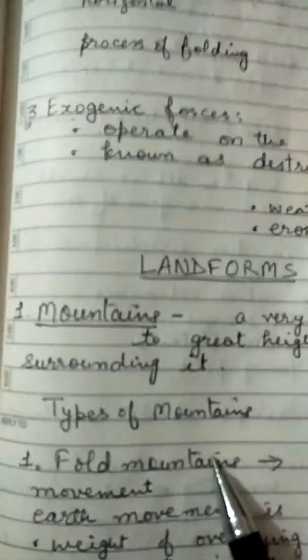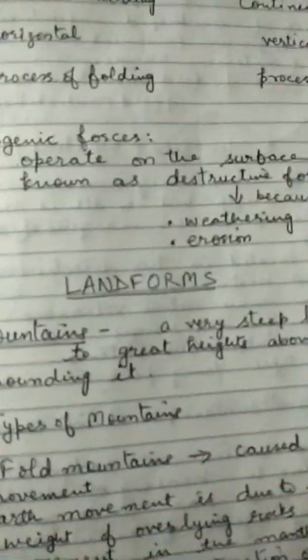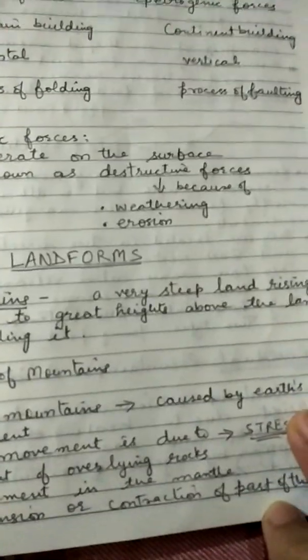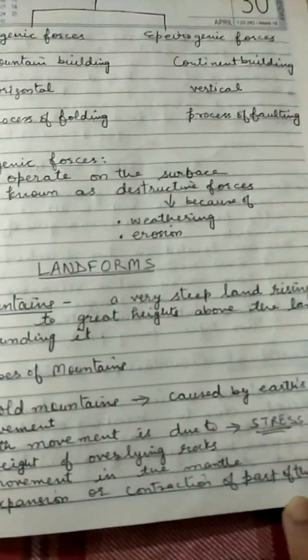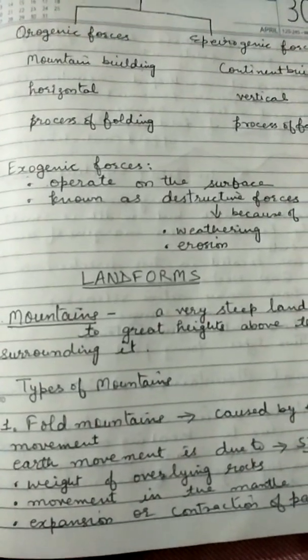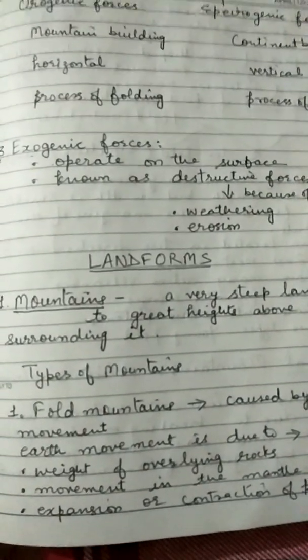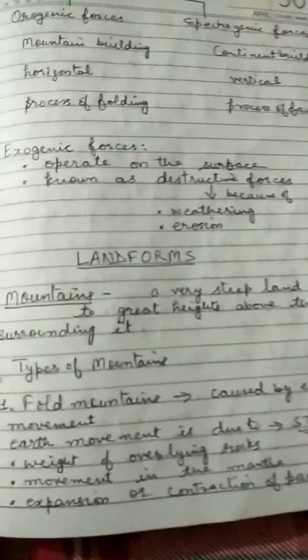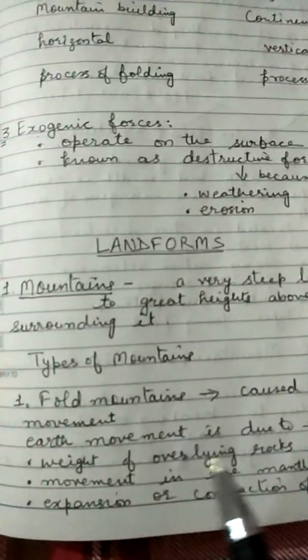First landform is mountains. What is a mountain? A very steep land rising to great heights above the land surrounding it is known as a mountain. Next, we have types of mountains. The first one is fold mountain.